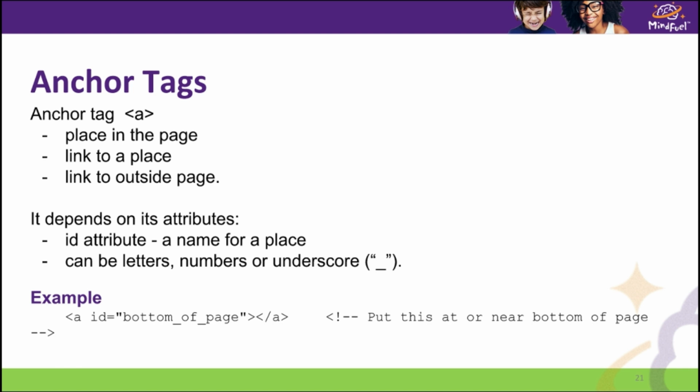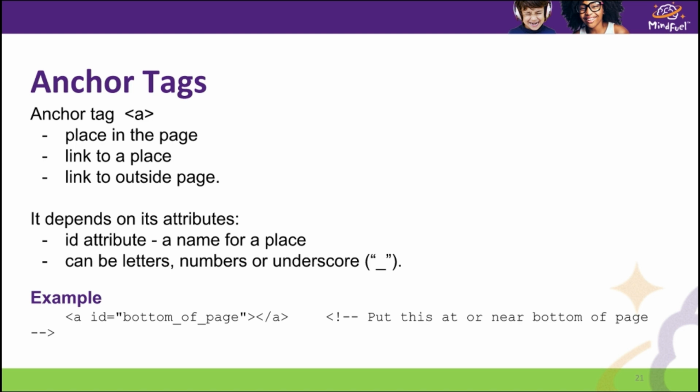An example of a hypertext link is an anchor tag. It can define a place in the page, a link to such a place in the page, or a link to an outside page. The attributes used to do this are ID and href.